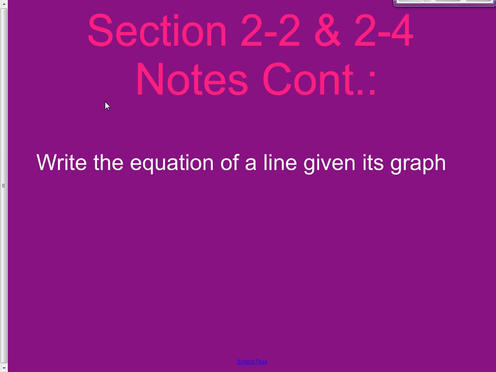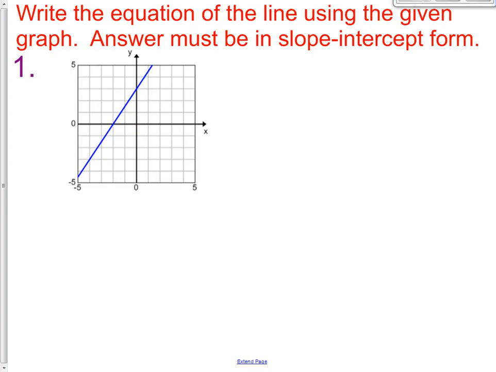The first four problems, we're going to talk about writing the equation of a line given its graph. So we have this graph and we want to put it into y equals mx plus b form for the equation of a line. If we want it in y equals mx plus b form, we need two pieces of information. We need the slope, we need the y-intercept.